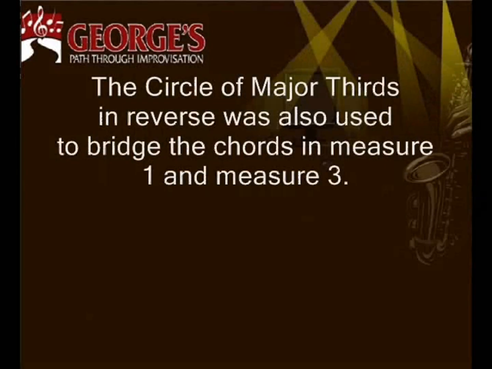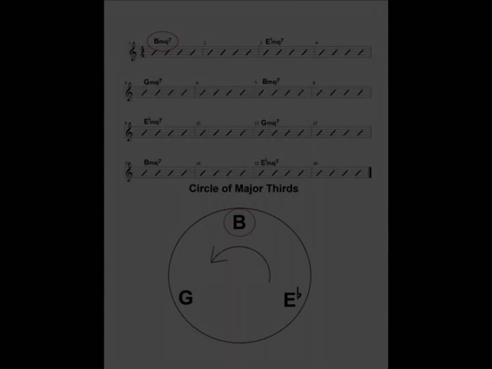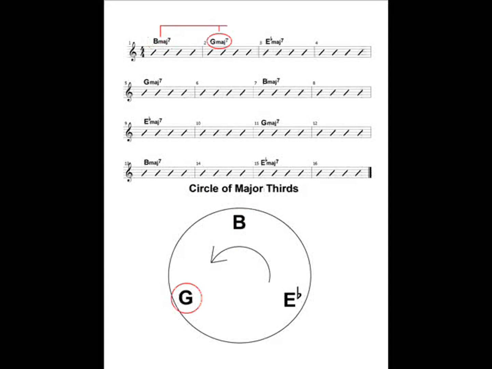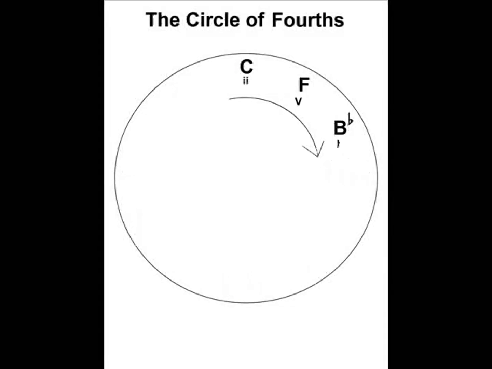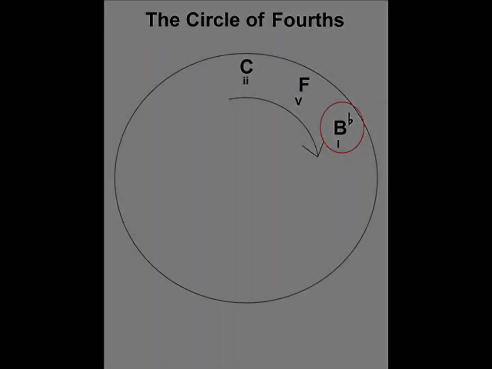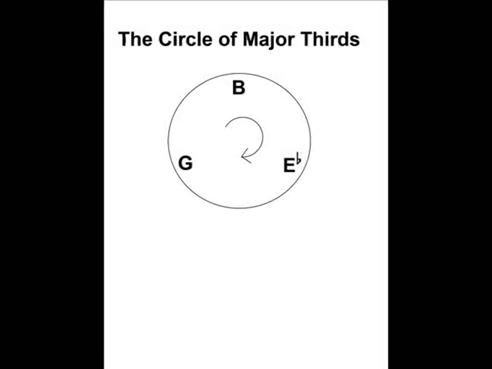The circle of major thirds in reverse was also used to bridge the chords in measure 1 and measure 3. And again in measures 5 and 7. As mentioned before, moving forward 3 tones on the circle of fourths establishes a tonal center with 2, 5, 1. Moving forward 3 tones on the circle of major thirds, however, evades a tonal center.